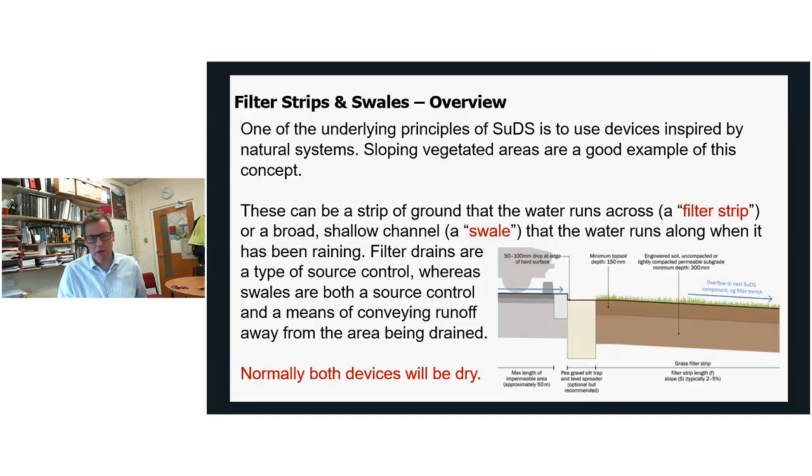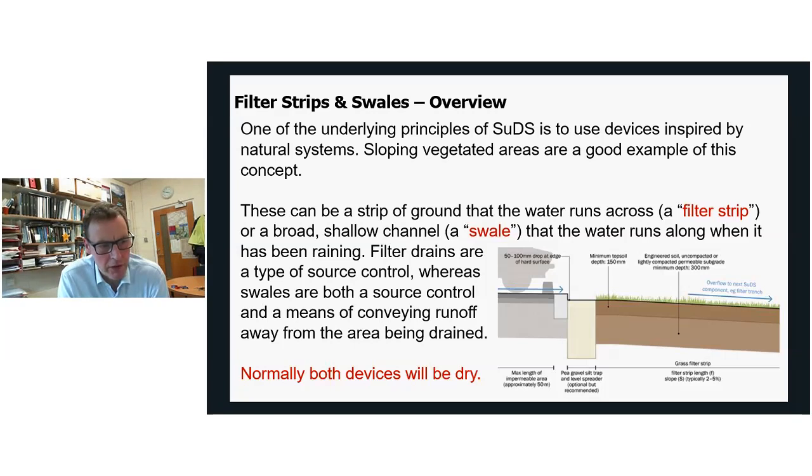So last time we looked at, amongst other things, permeable pavements and also green roofs. This time we start by looking at filter strips and swales. So here we go. One of the underlying principles is that we use devices inspired by natural systems. Sloping vegetated areas are a good example of this. So that's our filter strip.